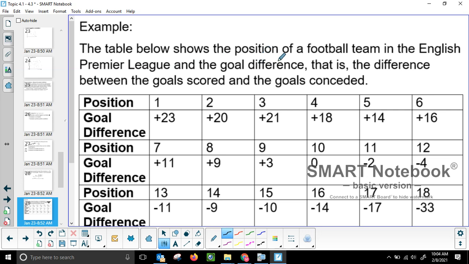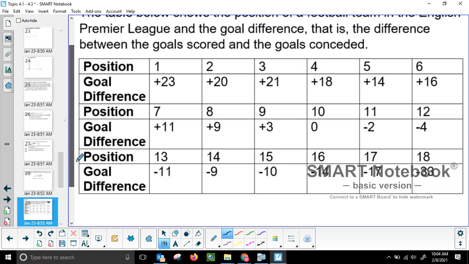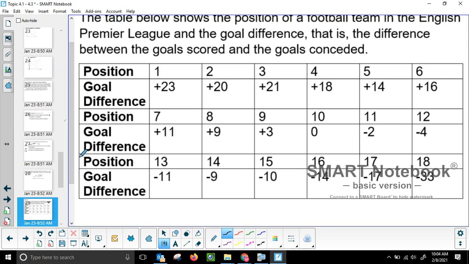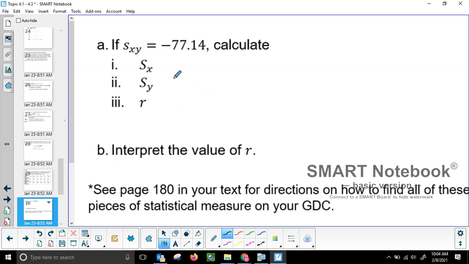The table below shows the position of a football team in the English Premier League and the goal difference. That is, the difference between the goals scored and the goals conceded. There is a lot of data. If the covariance equals -77.14, calculate S sub x, S sub y, and R.